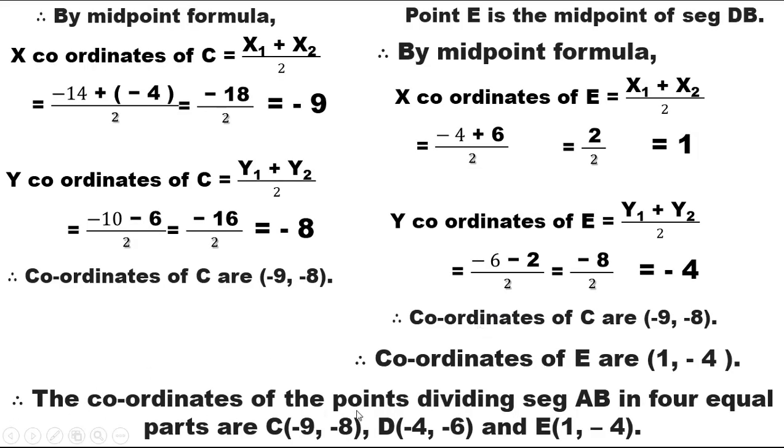Therefore, the coordinates of the points dividing segment AB in 4 equal parts are C minus 9 and minus 8, D minus 4 and minus 6, and E 1 and minus 4.